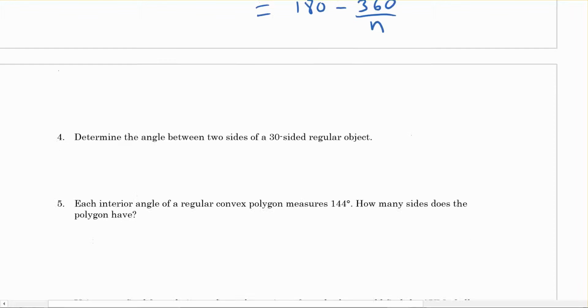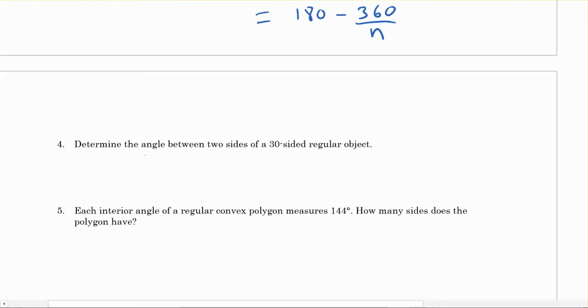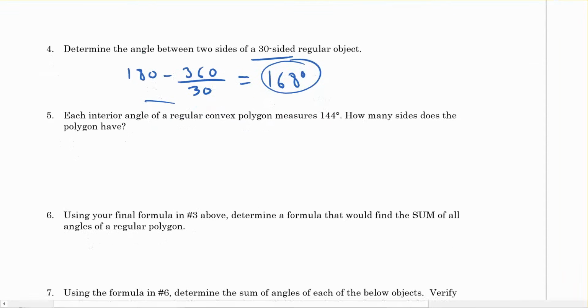So if we wanted to use our new formula, determine the angle between two sides of a 30-sided regular object. So that'd be 180 minus 360 divided by 30. If you put that in your calculator, you get, so wait, what do you get? 168 degrees. So it's that easy once we know our formula. All right.